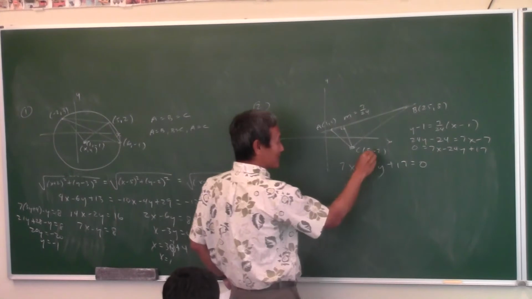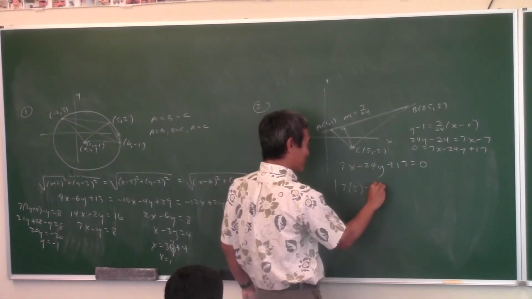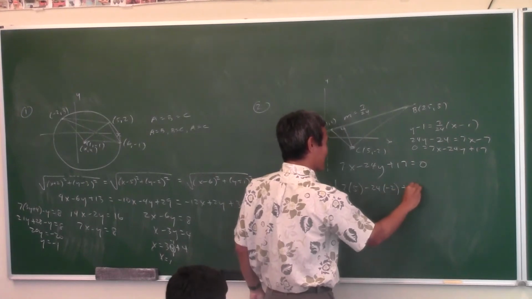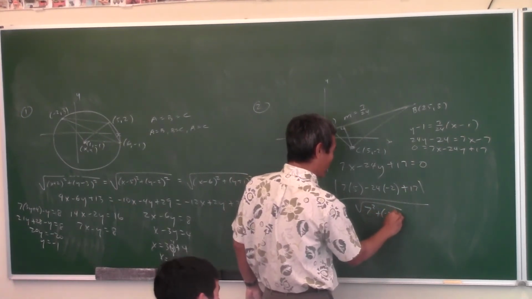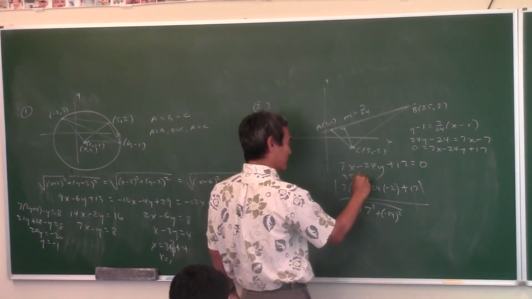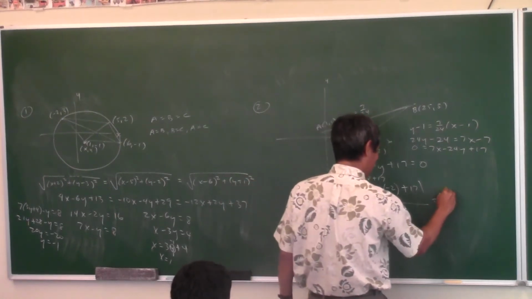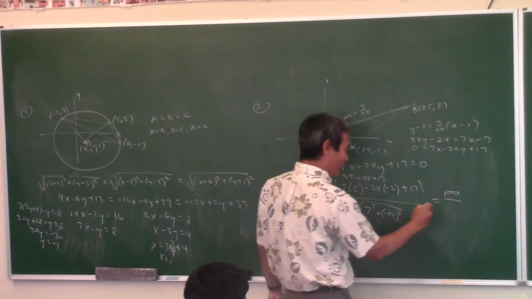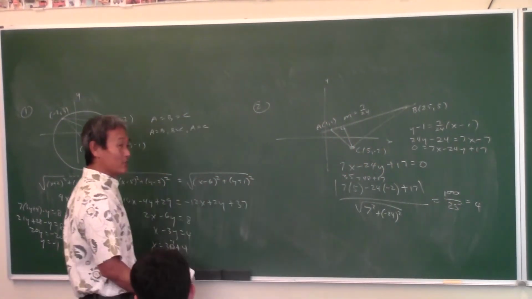Now, find the distance between this point and this line. Absolute value of 7 times 5 minus 24 times negative 2 plus 17, all over the square root of 7 squared plus negative 24 squared. And that comes out to 35 plus 48 plus 17, that's 100, all over 25. Answer is 4. See how I like to use Pythagorean triples?